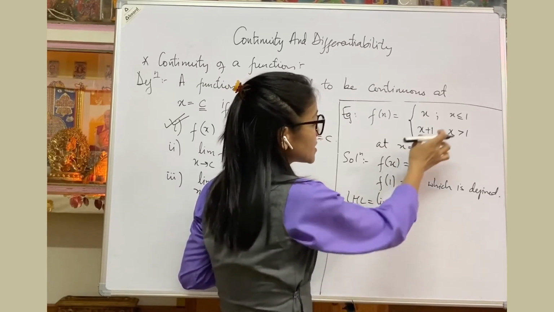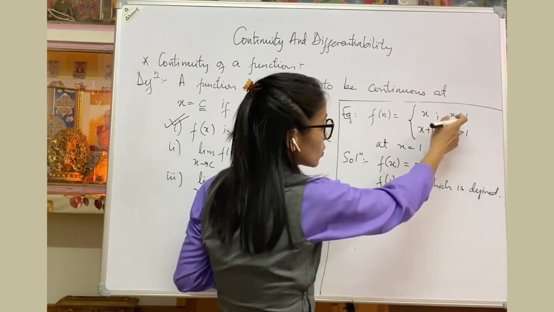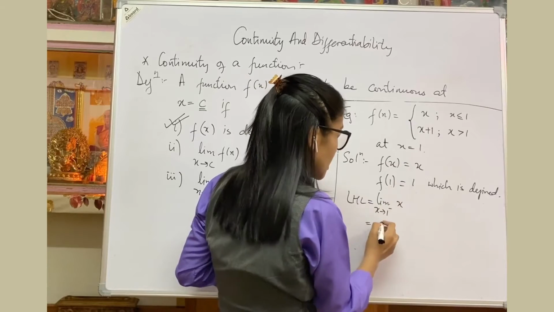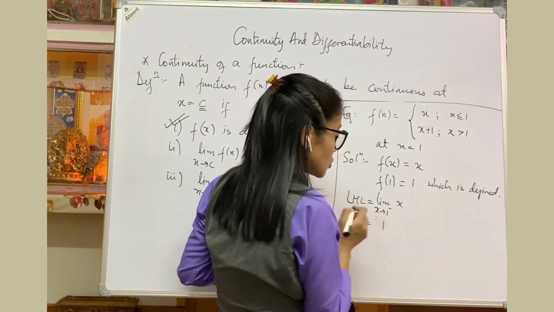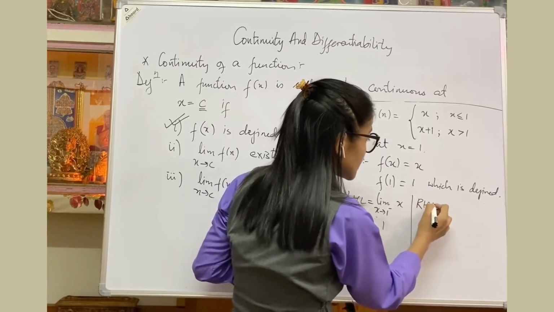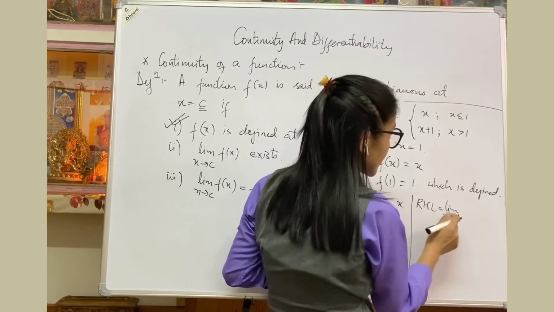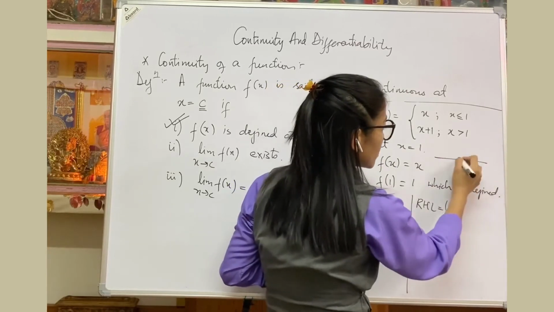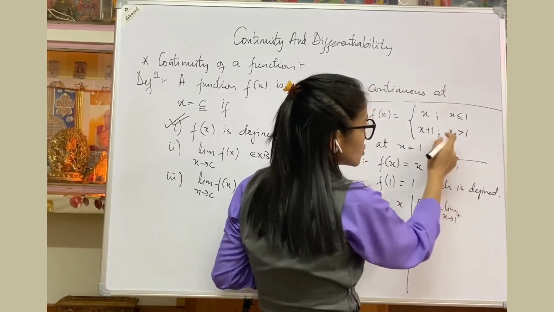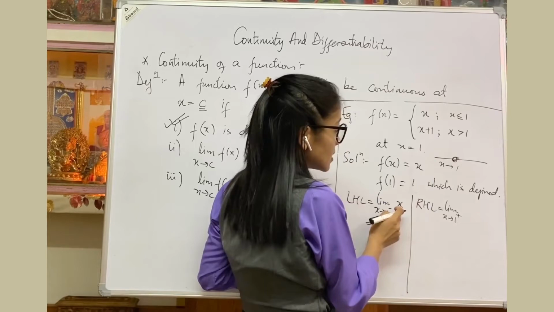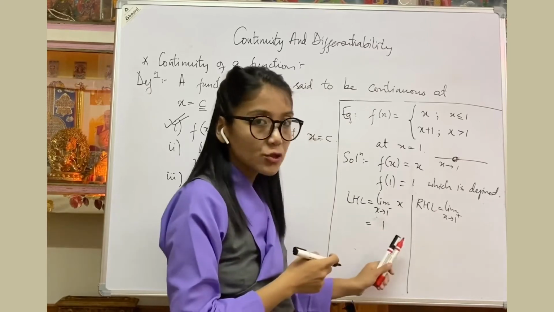So to find the left hand limit, x tends to 1 from the left hand side, which means x is less than 1. So we put here x. After making all the substitutions you put x equals 1, so you get 1, right? When x is tending towards 1 from the left hand side, x is somewhere here which is less than 1. So when x is less than 1, f(x) is equal to x. So you just take x and put 1, and you get 1.